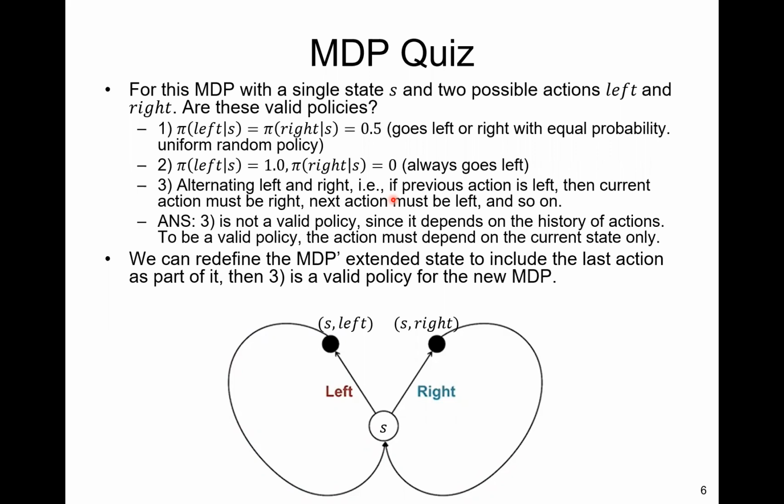But if you redefine the MDP's extended state to include not only the current state S, but also the last action, then you can have this valid policy. If the state is a tuple of S, comma, last action of left, then your action is right. If your state is a tuple S, comma, right, then your action is left. So then it's a proper MDP. You can always redefine your state definition to make it satisfy the Markov property.